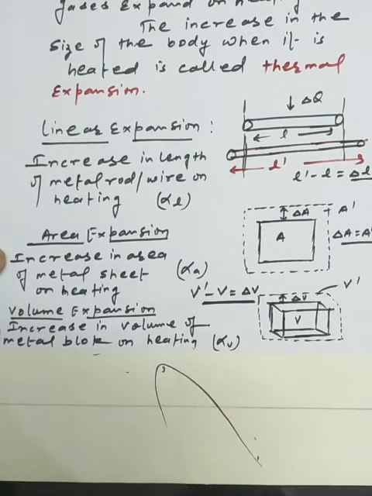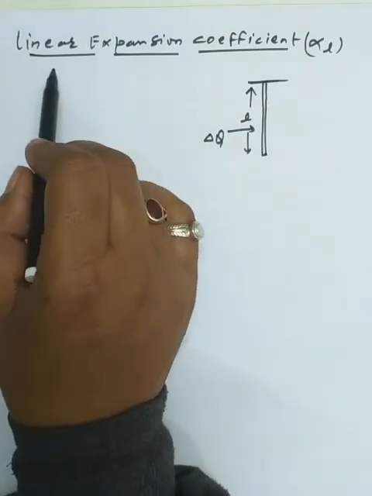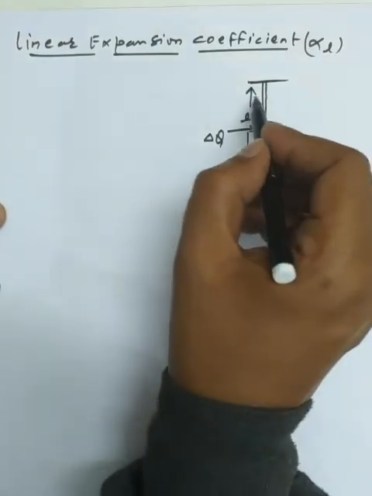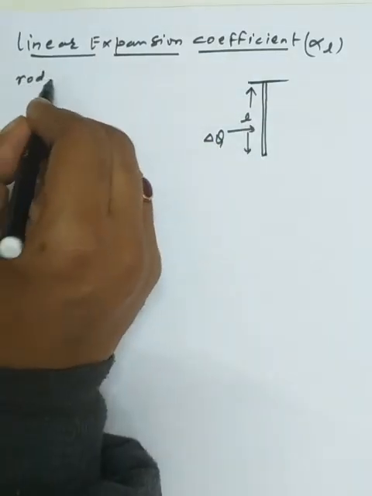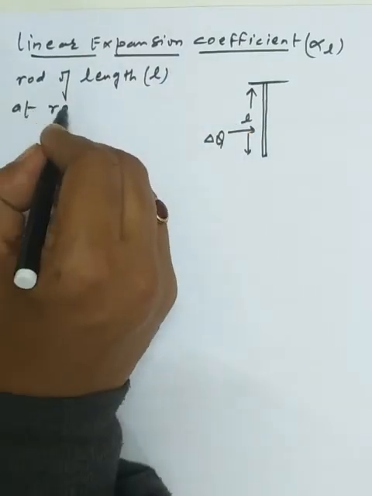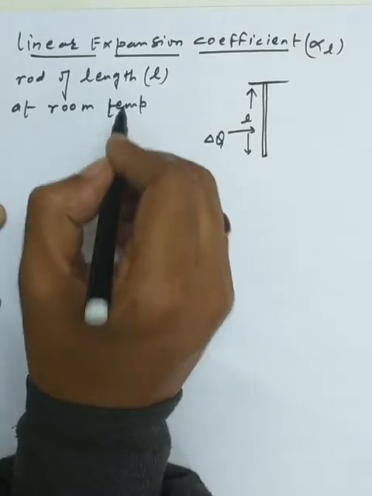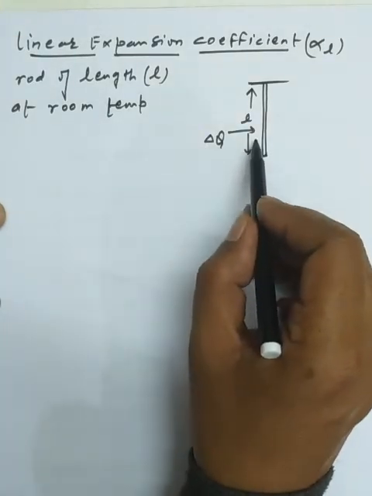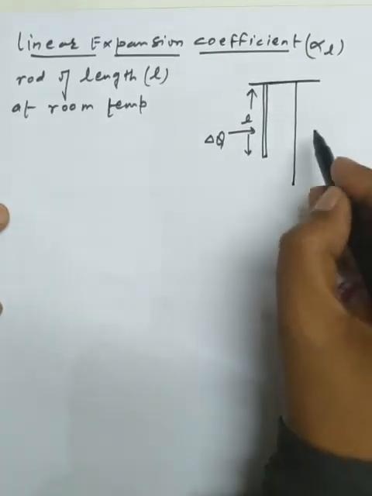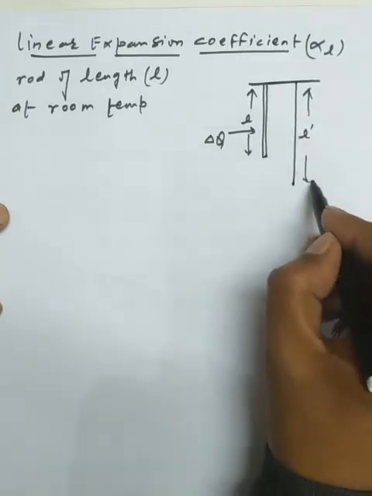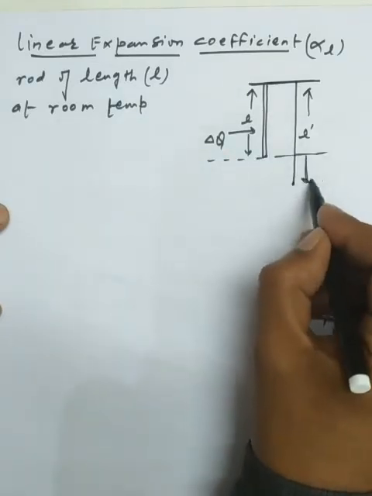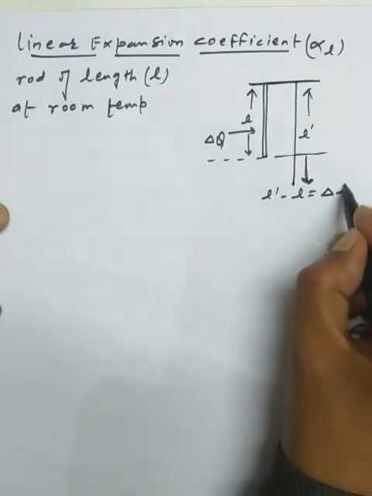So we are starting with this one. Here I have made the topic, linear expansion coefficient, and I am representing it by alpha, with L in the subscript. Here we are imagining a rod of length L at room temperature. We give heat to it, so there is an increase in the length of the rod. This is the new length of the rod, called L dash. The increase in length is L dash minus L.